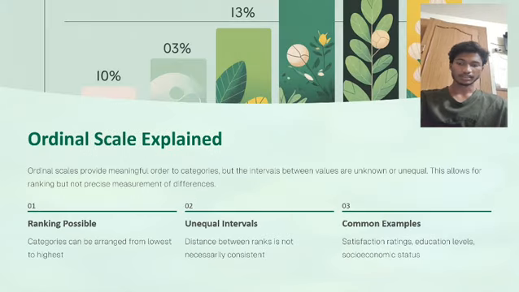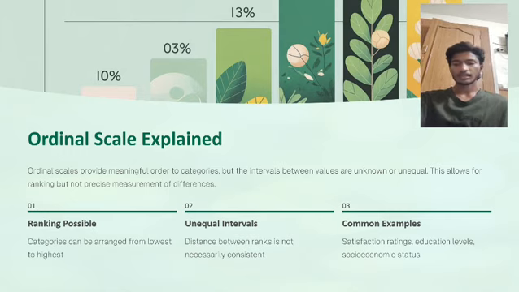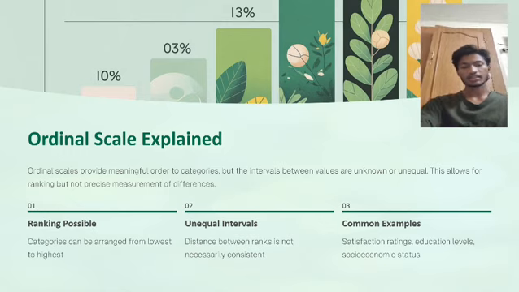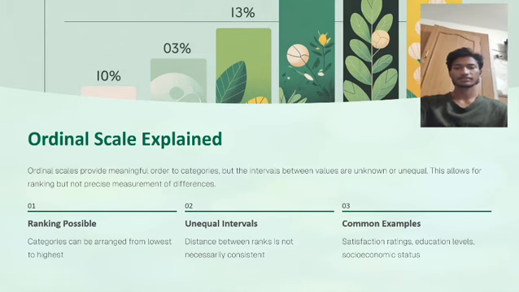Ordinal scale explained. Ordinal scale provides a meaningful order to categories, but the intervals between the values are unknown or unequal. This allows for ranking but not a precise measure of difference. One: ranking is possible. Categories can be arranged from lowest to highest. Two: unequal intervals. The distance between ranks is not necessarily consistent. Common examples: satisfaction rating, education levels, and socioeconomic status.